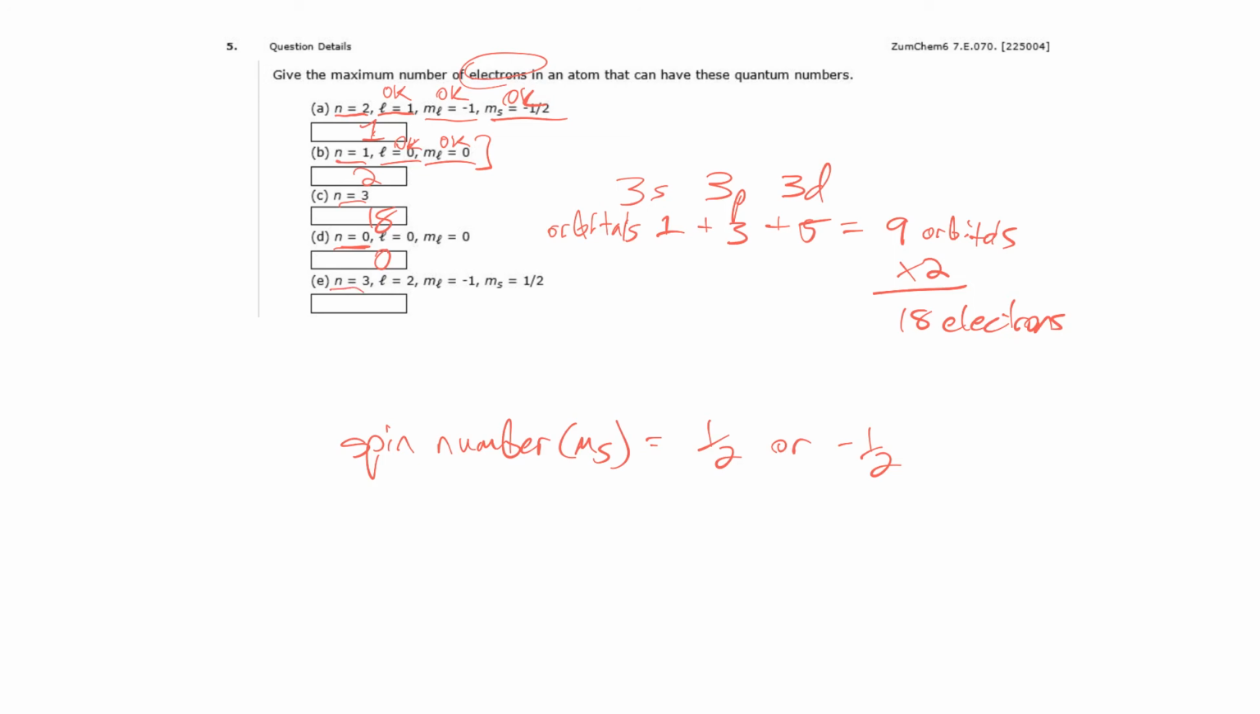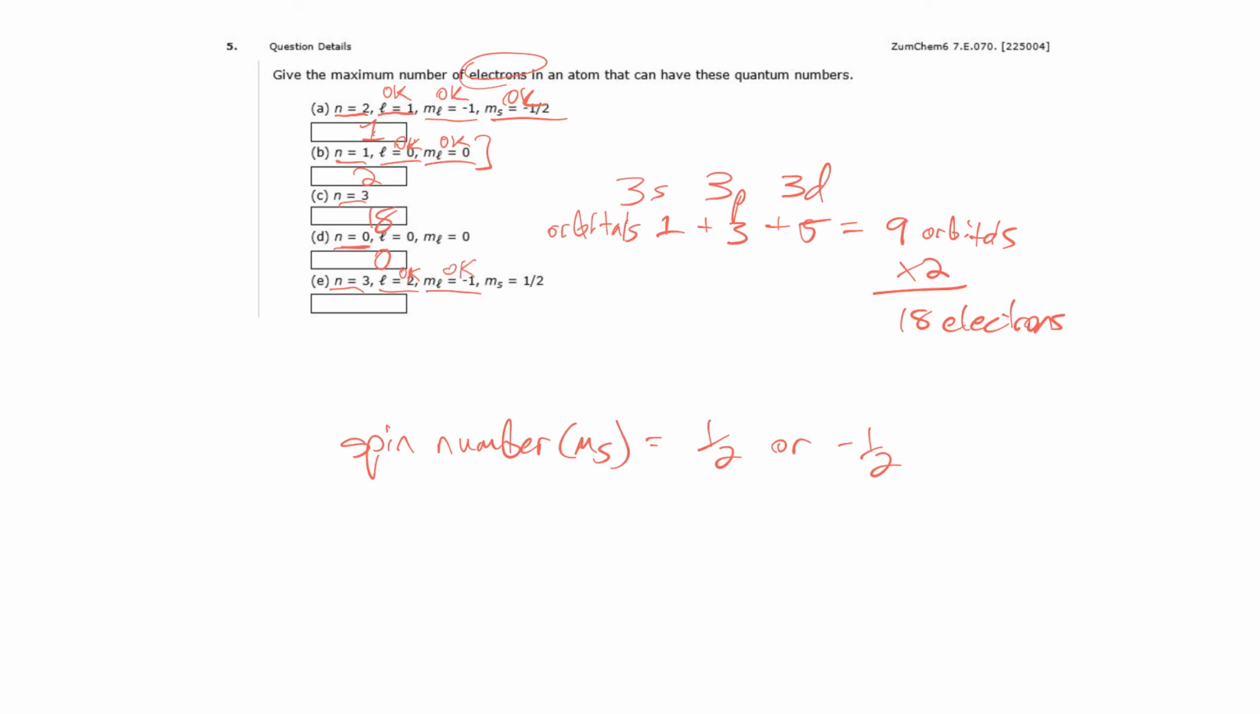If n equals 3, can L equal 2? Yes. L is 1 less than the principal number, so that is an okay number. If L equals 2, can ML equal negative 1? Yes, that's within the range of negative angular number to positive angular number. So that one is also okay.